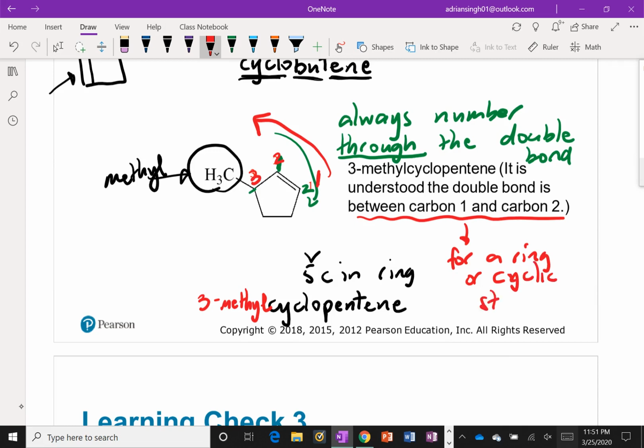Or cyclic. That's the only time, or one of the only times, where you don't need to explicitly state where the double bond actually is located.